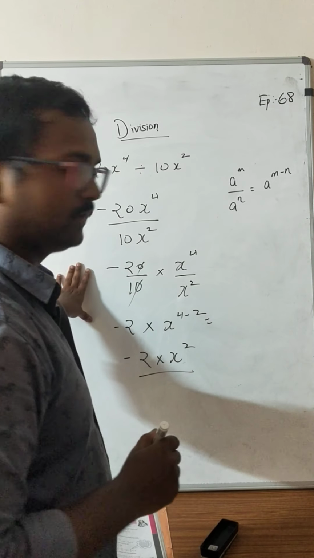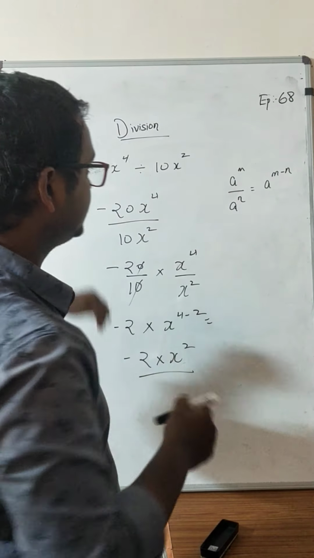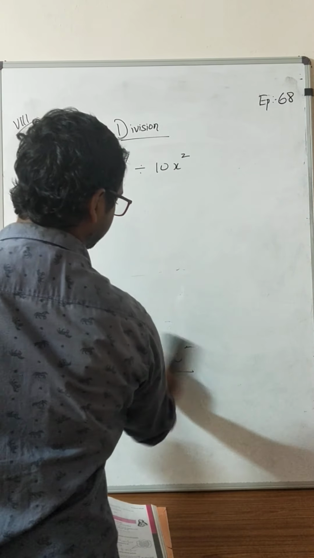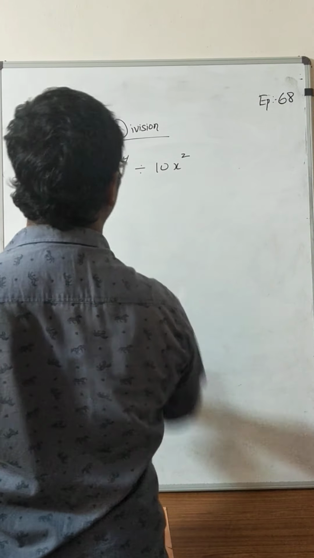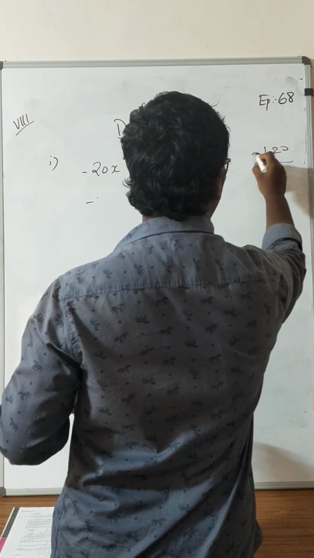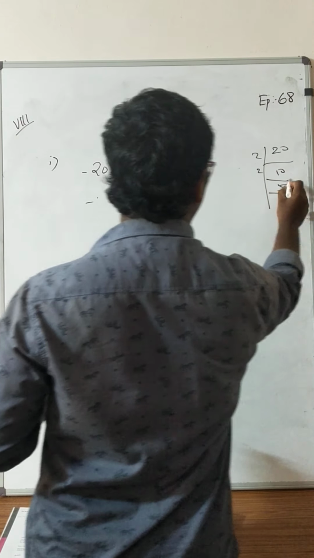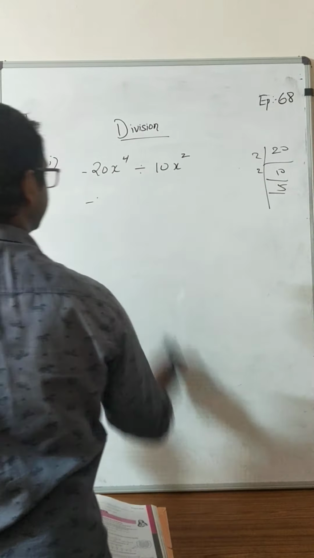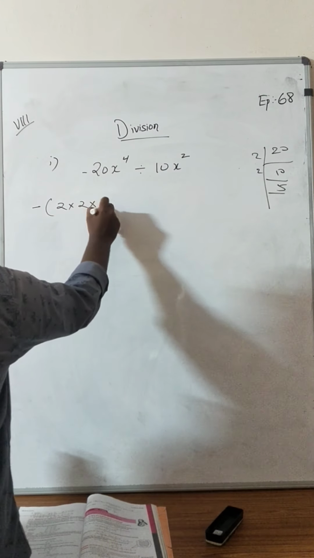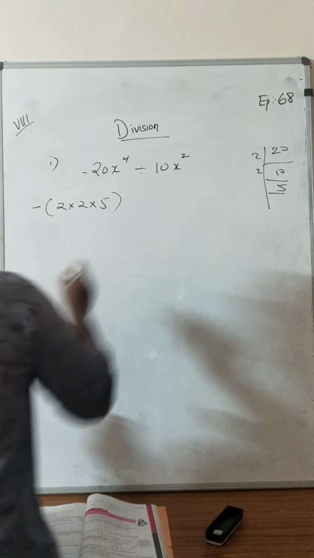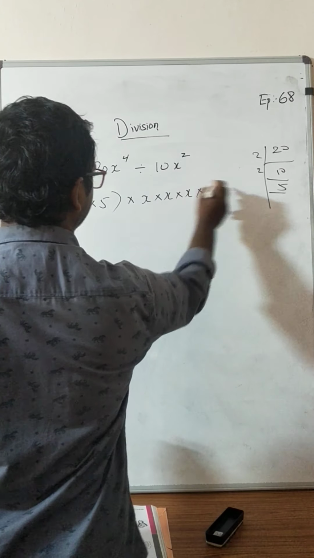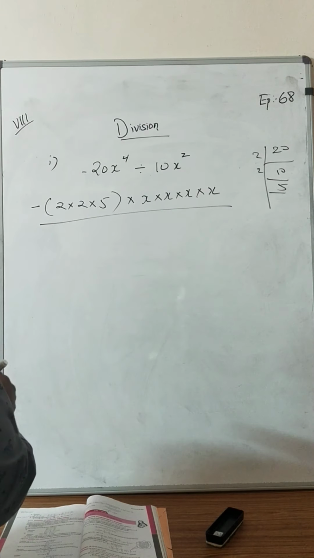Now this is one method, the division method. Now let's see one more easier way. There is one more method, which is taking the common factors. Minus 20 has factors 2, 10, 2, 5, which is minus, in the bracket, 2 into 5 is 20, multiplied with x power 4, which is x into x into x into x, whole divided with 10.